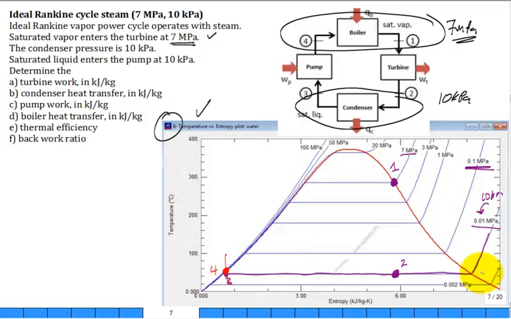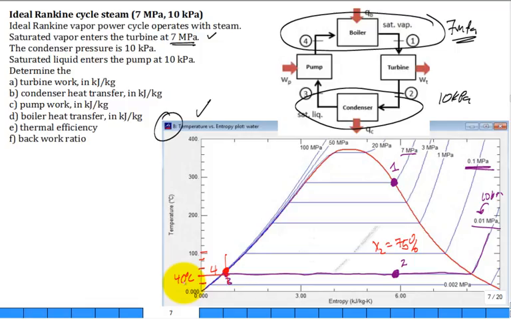75%. The quality at state 2 is about 75%. And let me do this. What approximately is the temperature at state 2? Temperature at state 2. 40-ish, right? That's 10, 20, 30, 40, 50, 60, 70, 80, 90, 100. It looks like it's around 40-ish degrees C. Okay.